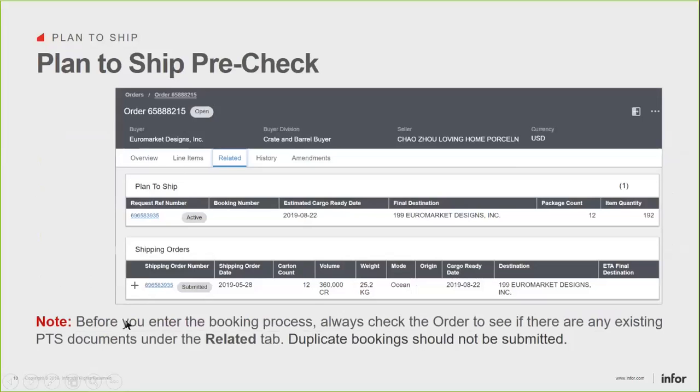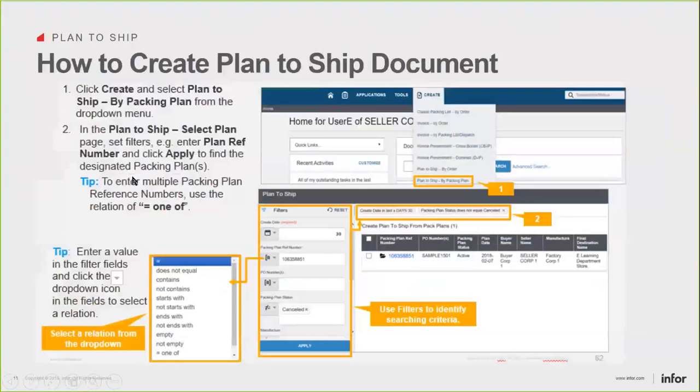So before creating a plan to ship, suppliers should always check the related screen of the order to see if there are any existing plan to ship created, because duplicate bookings should not be submitted. So the plan to ship is displayed on the related screen of the order. Right. So the next is how to create a plan to ship document in the system.